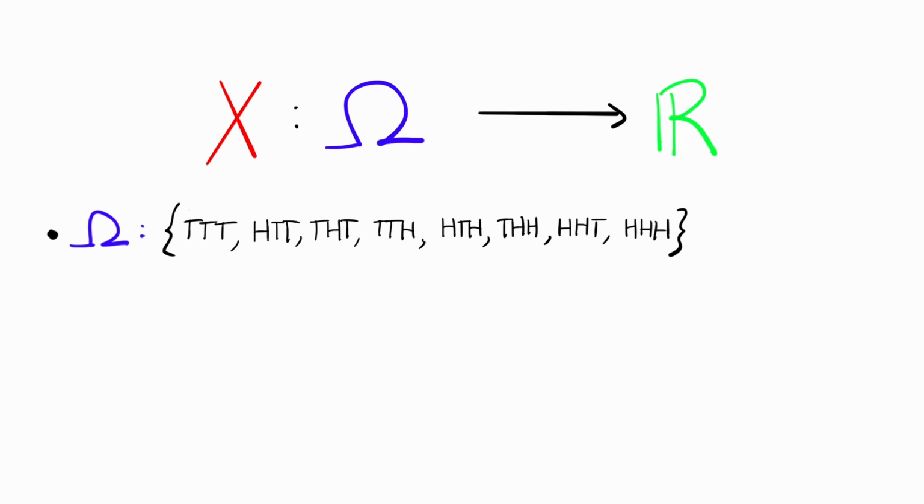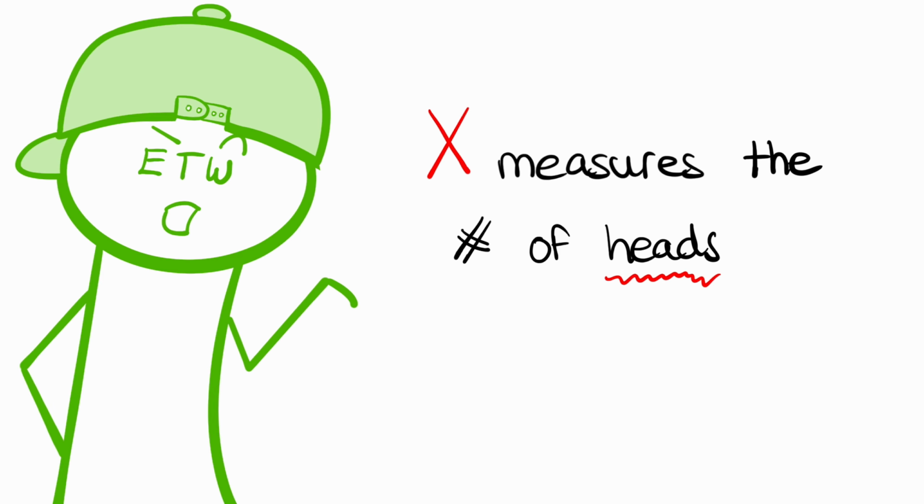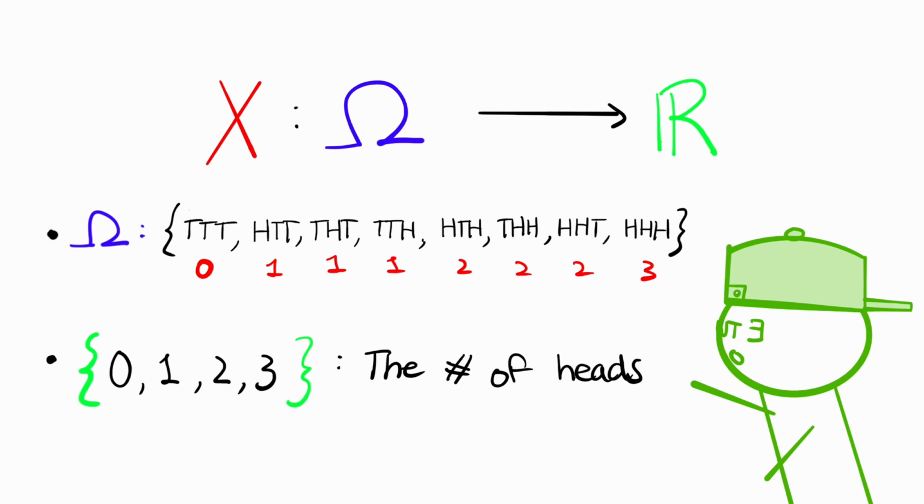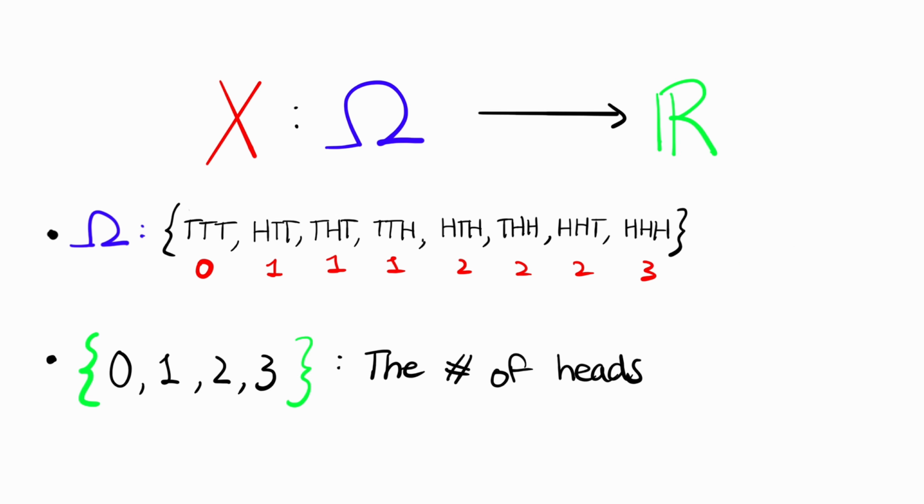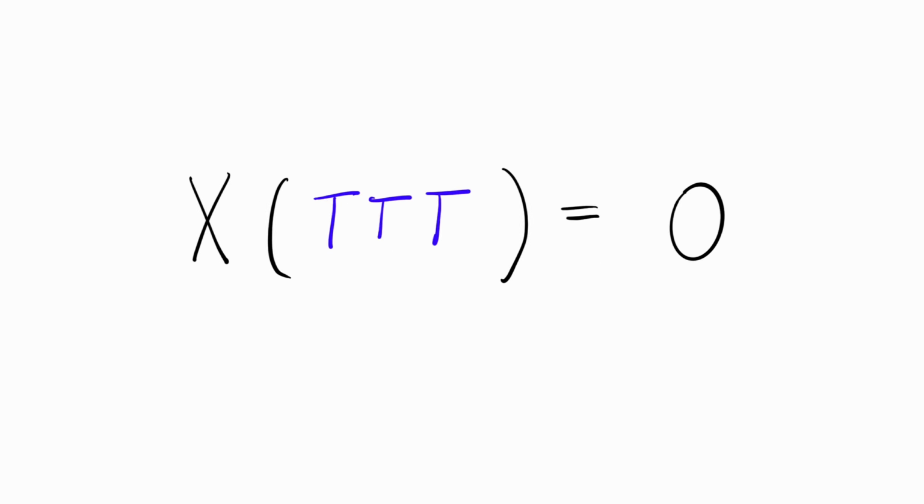Okay, so again, how can we do any calculations with this? We need X to convert these outcomes into numbers, but what numbers do we choose? Luckily, the question stated X measures the number of heads. So that means we look at these different possibilities and we just count the number of heads, which in this experiment, we can get 0, 1, 2, and 3 heads. And there you have it. That is what your random variable is set up to do. The great thing is you can even test out this function. Try inputting tails, tails, tails into X, and X should always spit out 0 heads.